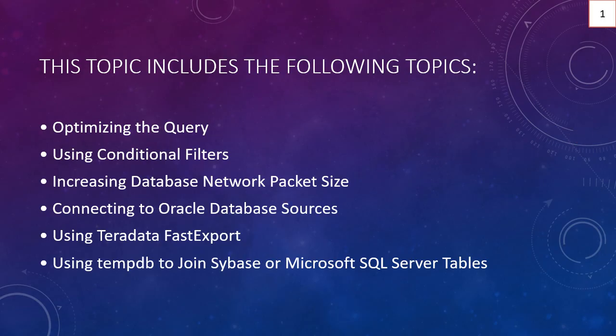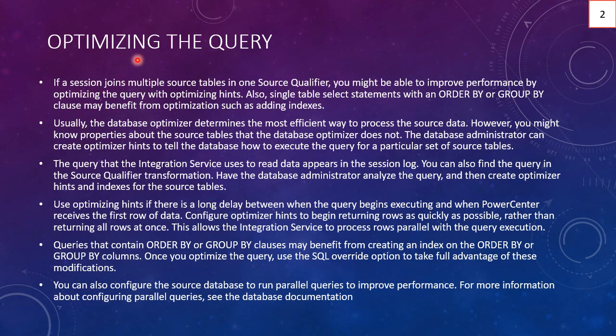Okay, so here, just optimizing the query. Optimizing the query means what method I'm going to use. If you know how to write the query, because the source has the query only. In that session, if you remember what point I wrote here: if a session joins multiple sources, suppose our source qualifier has two tables, in that case, in the source qualifier, you might be able to improve performance by optimizing the query with some included hints. Suppose you join tables in your query, you can include the hints so that you can improve your performance.